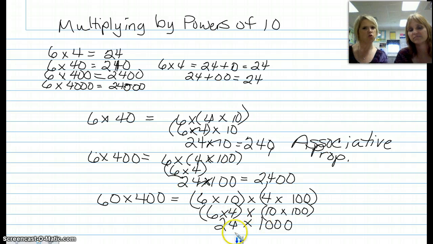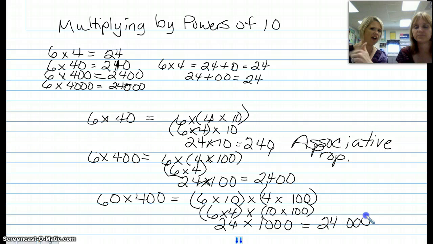Right. So 24 groups of 1,000, that's like place value, right? 24 groups of 1,000, that looks like it's 24,000. 24,000. Should we have, out in La La Land, the World Wide Web out there, should we have them do some examples? Yes, let's have them do a few examples.